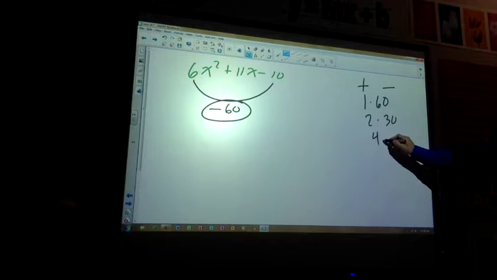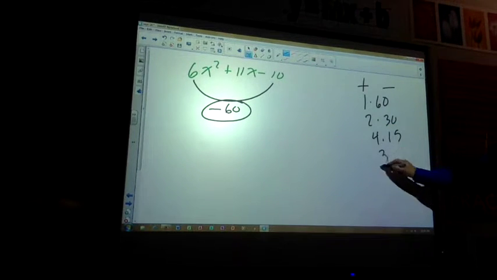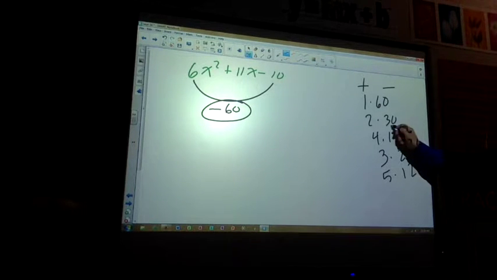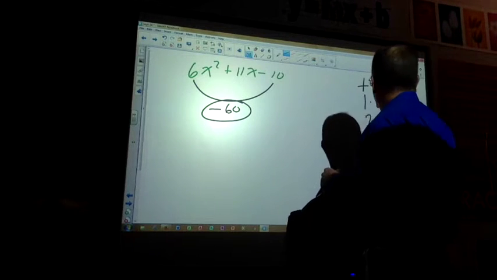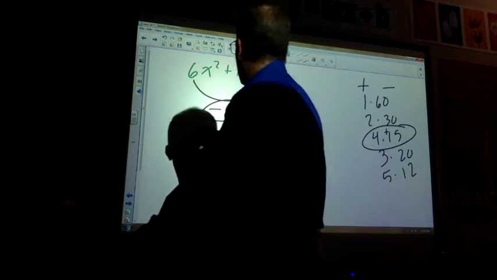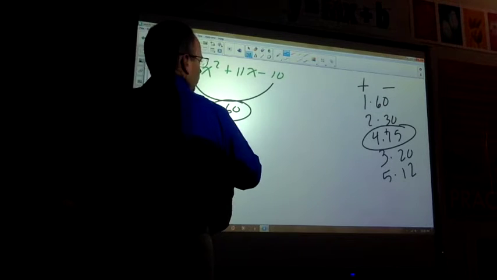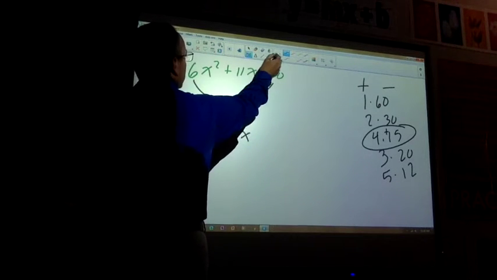4 and 15, 3 and 20, 5 and 12. Which two will work? One being positive, one being negative. When we add them together, gives me positive 11. 4 and 15. Which one has to be positive? 15. Good. So I get 6x squared plus 4x minus. That's a minus.